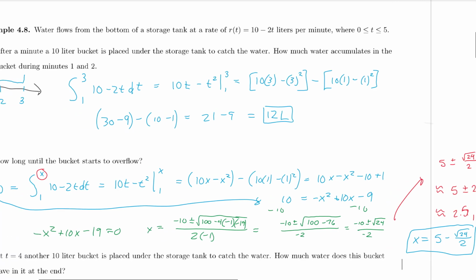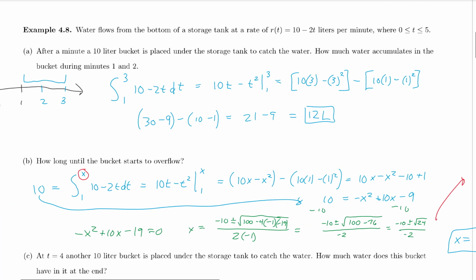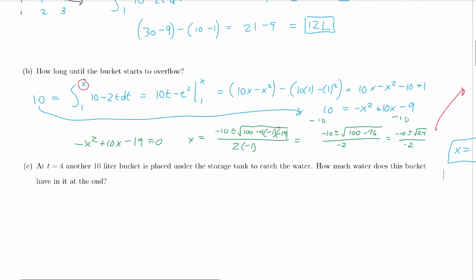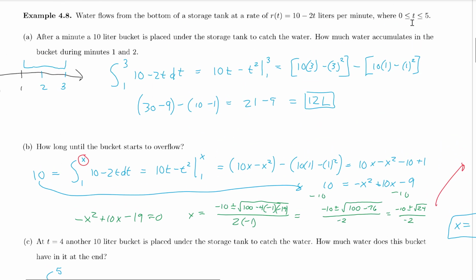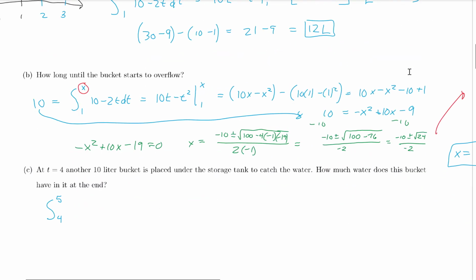All right, well, that's a little bit crazy. Let's see what the next example has in store for us. So now it says at time 4, a new bucket is placed underneath the storage tank to catch the water. How much water does this bucket have in it at the end? Well, here we're just going to be doing the integral from 4 to 5 because we knew that our rate is going to stop at 5, given up here in our original domain that the flow stops at time 5.